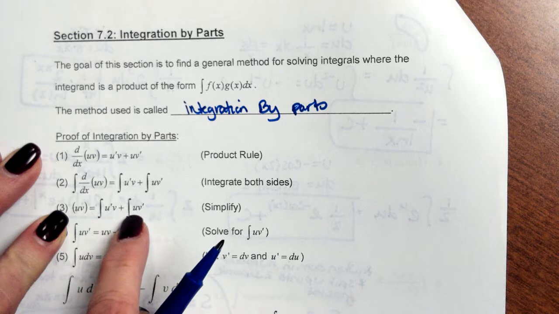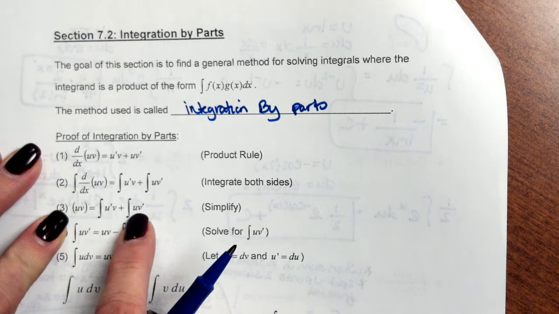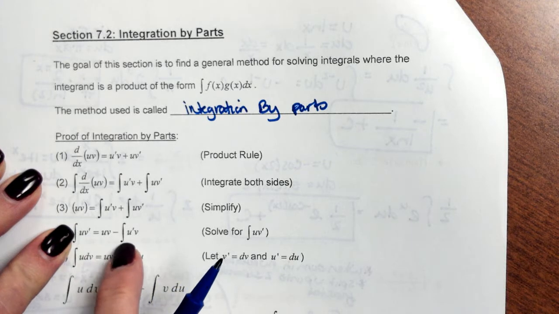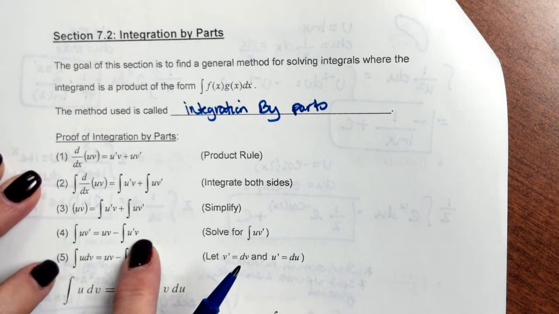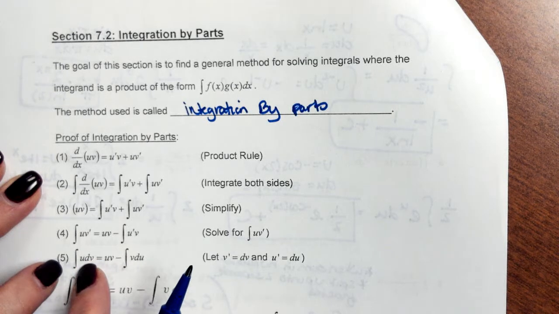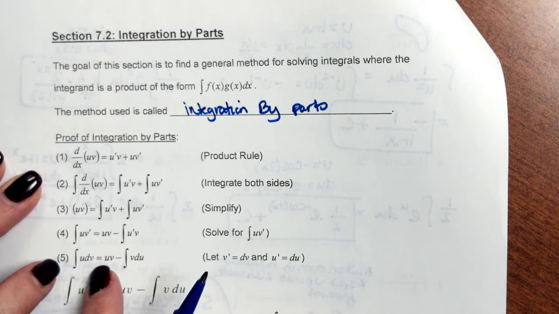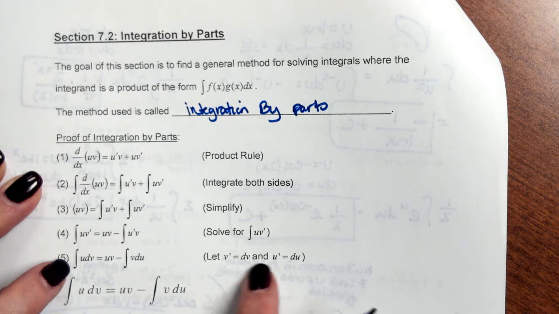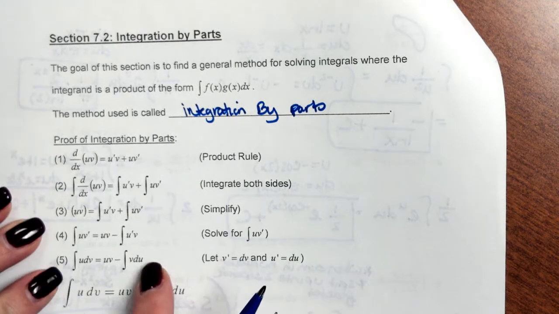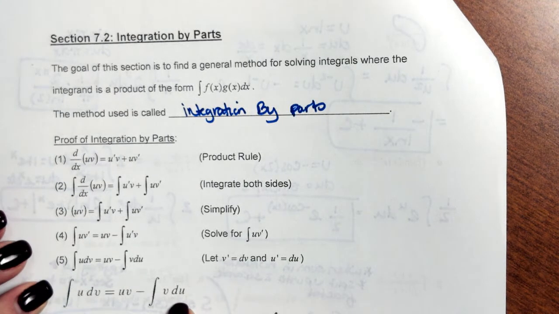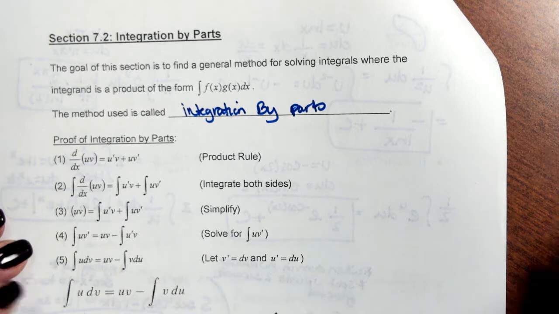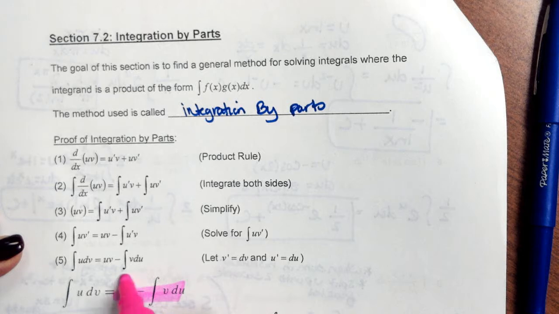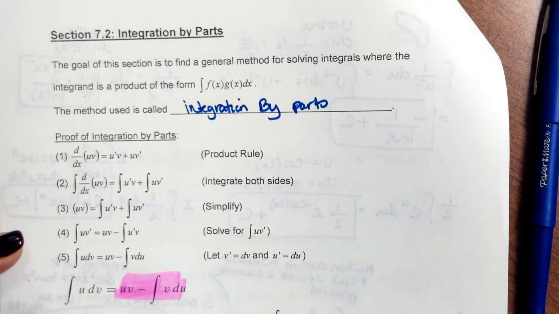And then if you solve this for u times v prime, we end up with the integral of uv prime is equal to uv minus your integral of u prime v. And then again, this is the derivative, so u times dv. If you do a substitution, let's let v prime be equal to dv and let u prime be equal to du. We can rewrite our integral, and then we end up with our formula for integration by parts. So again, here is my formula for integration by parts: u times v minus your integral of v times du.